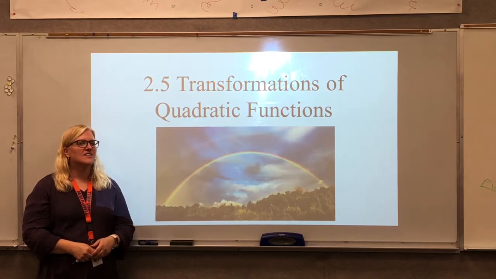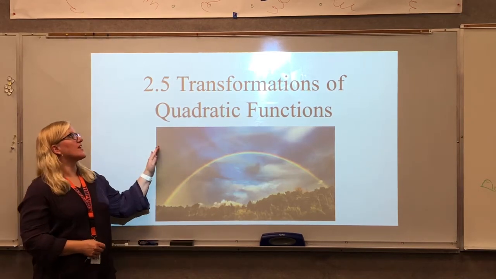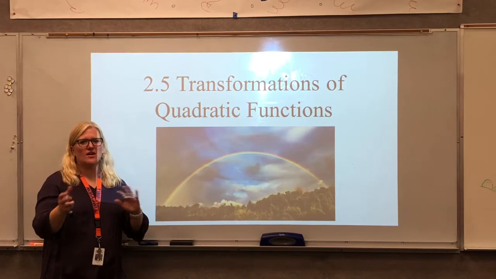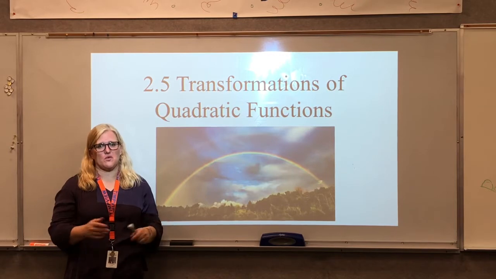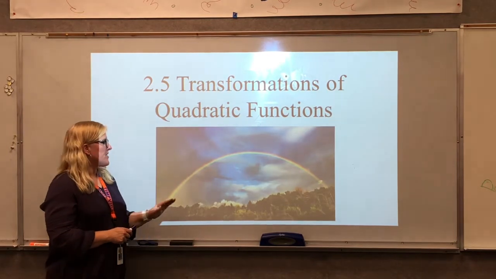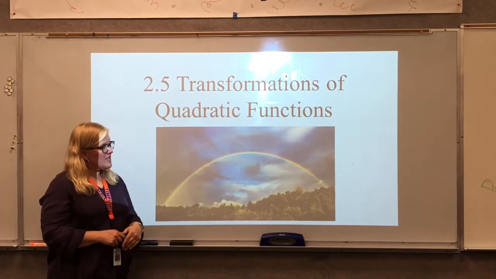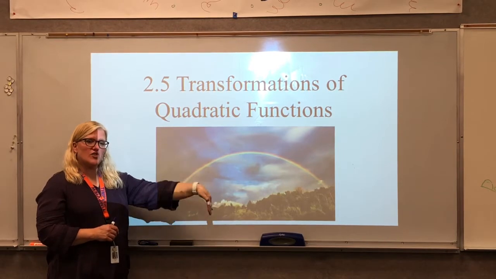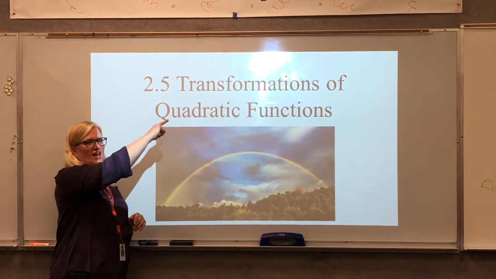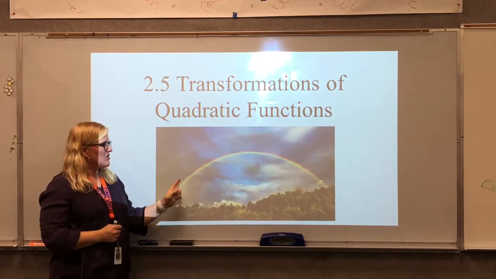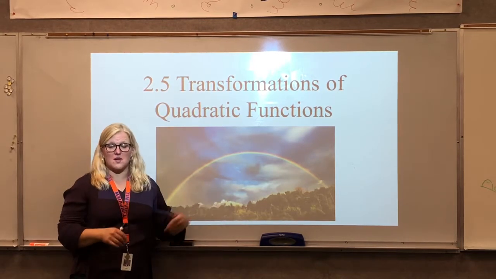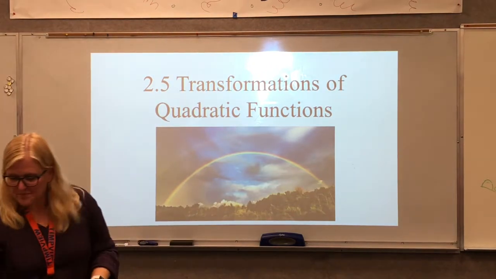Right, we've got transformations of quadratic functions. And I know we've been skipping around a lot in chapter 2. We've got 2.5 and then 2.6, and then we'll be done with the chapter. So I have a picture of a rainbow, just so that you can remember that quadratic functions, most of the time they look like a U, but sometimes they're flipped upside down, and they look like an upside down U, or sometimes they look like a rainbow a little bit.